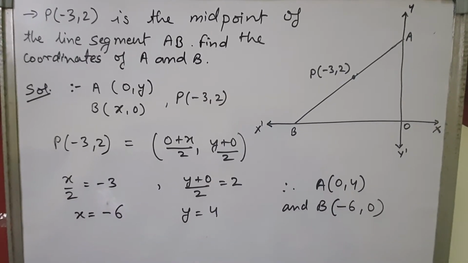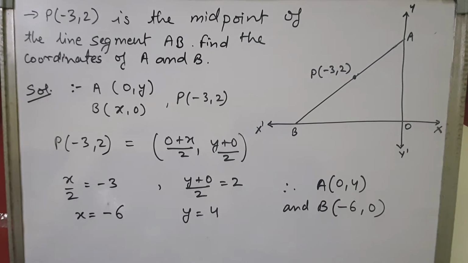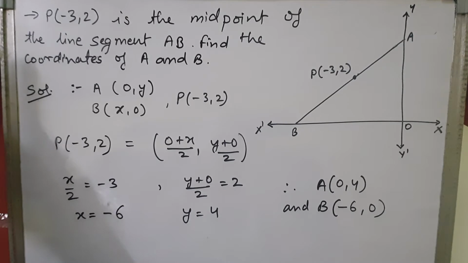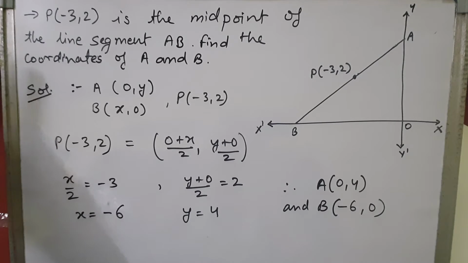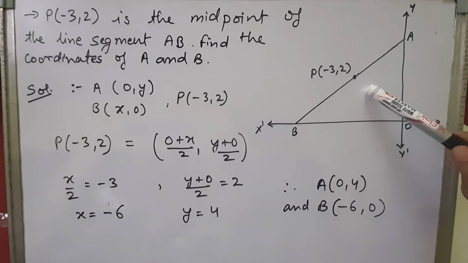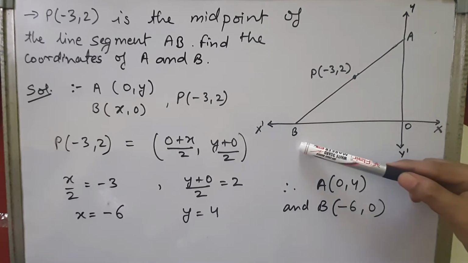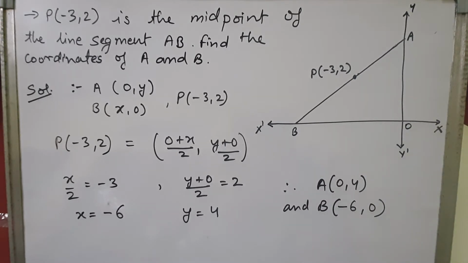Okay children, let's solve a sum. In this sum, it is given that P(-3, 2) is the midpoint of the line segment AB as shown in the given figure. Find the coordinates of A and B. Now you can see a diagram given here where P is the midpoint of A and B. And you can see children, A is lying on the y-axis and B is lying on the x-axis. So we know that any point lying on the y-axis will have abscissa 0. Any point lying on the x-axis will have ordinate 0.